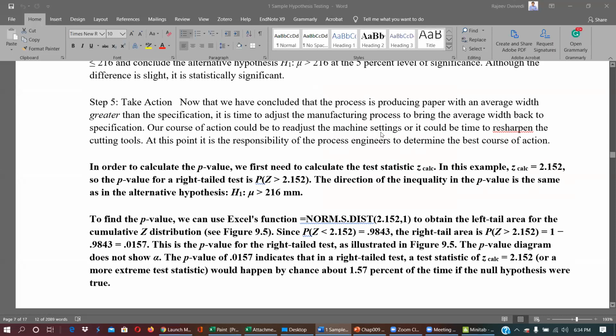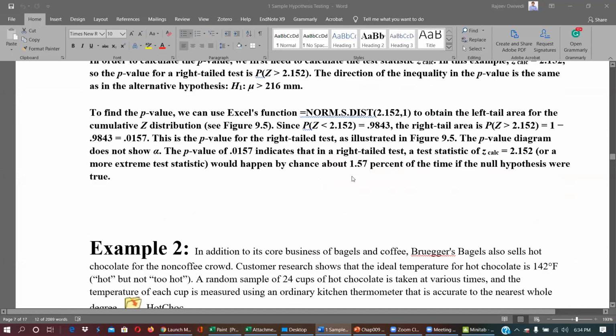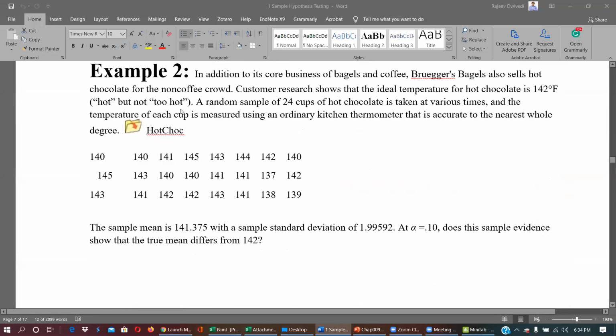So this is the very first question, that based on p-value and critical value, you can check. Now look into the second example.